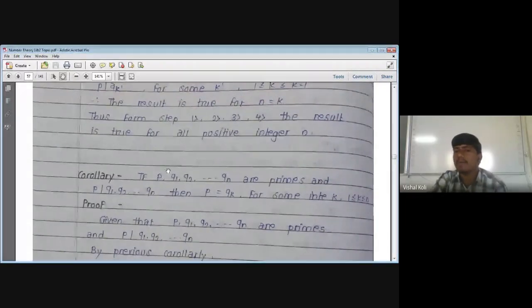Since prime numbers are the subsets of the set of natural numbers and there is no natural number which is negative, therefore q1 q2 up to so on qn must be positive numbers.